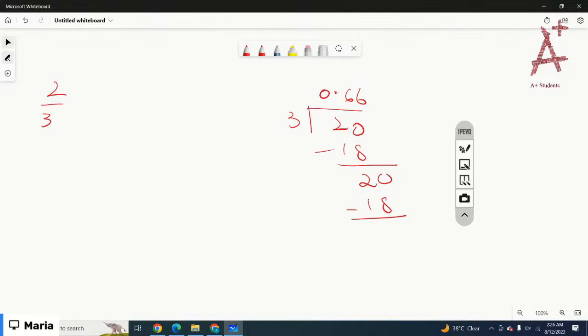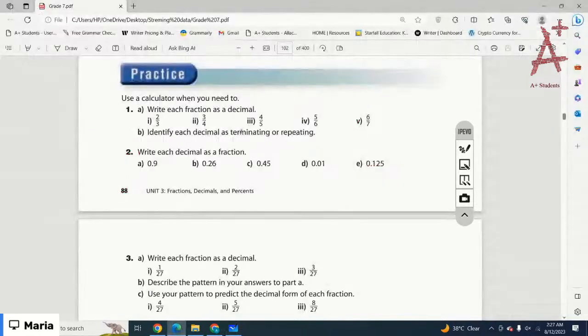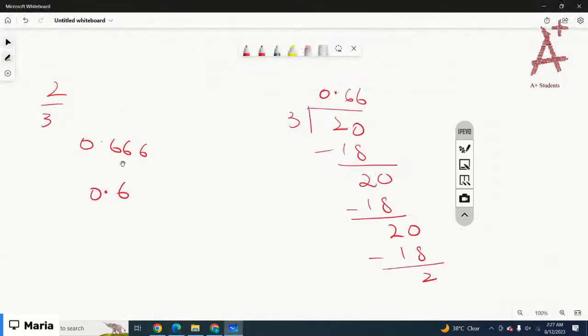That is a recurring decimal. Recurring element means every time you subtract, you get 2, and that goes on, right? So that means it would be 0.666, or you can round it off to 0.6, right? So the decimal is 0.6. Okay, recurring means it keeps dividing again and again. Identify each decimal as terminating or repeating. So this one is repeating. You can see 6666 again. You keep dividing and you will get the difference 2 every time, right?